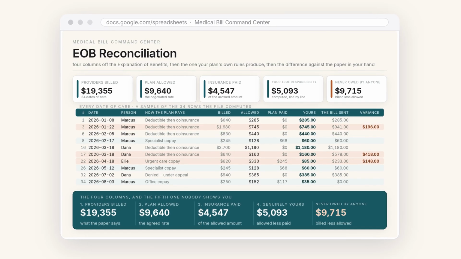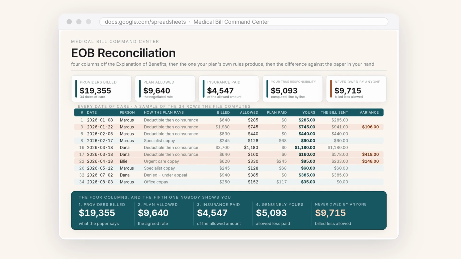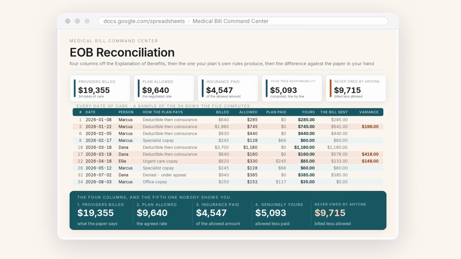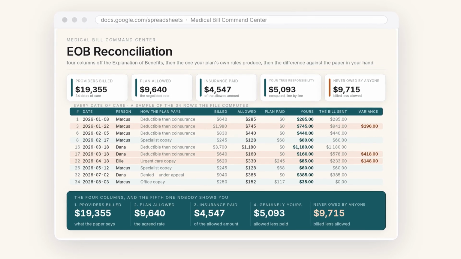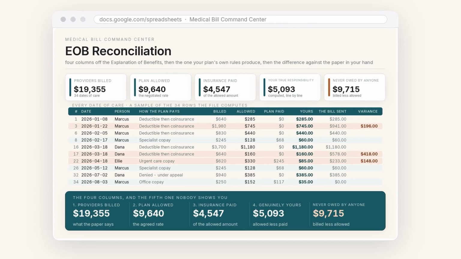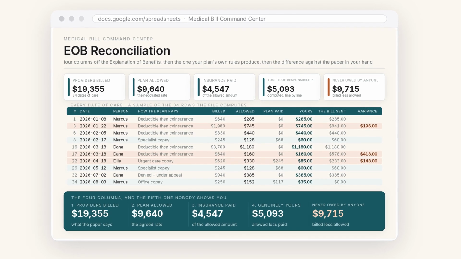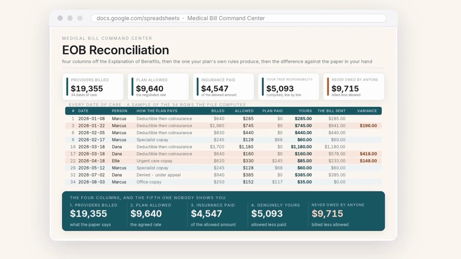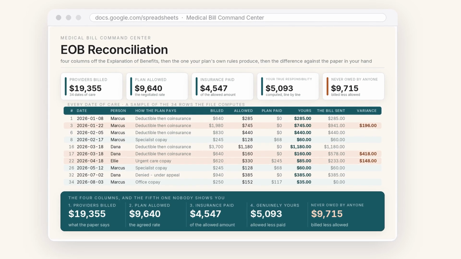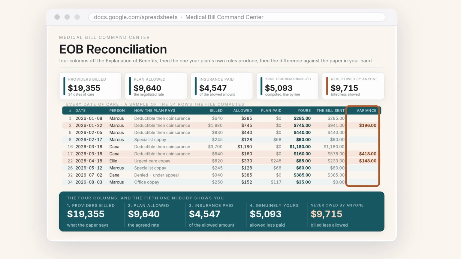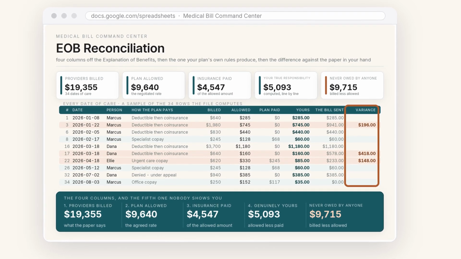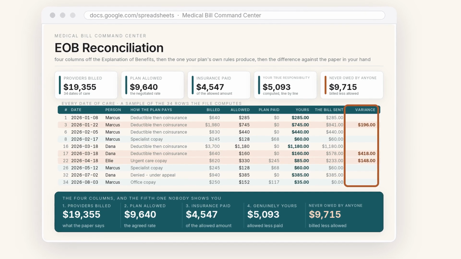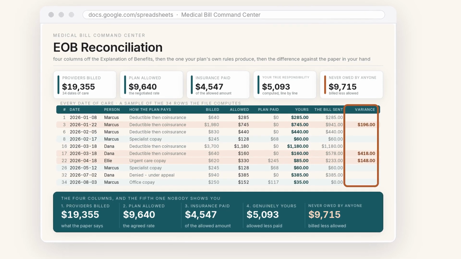The EOB reconciliation tab is the heart of the file. 4 columns straight off the explanation of benefits: what the provider billed, what the plan allowed, what insurance paid. Then a 5th that no statement gives you, your true responsibility, computed from your own terms, in date order. And beside it, the bill you were actually sent. Across 34 dates of care, the sample's responsibility comes to $5,093.